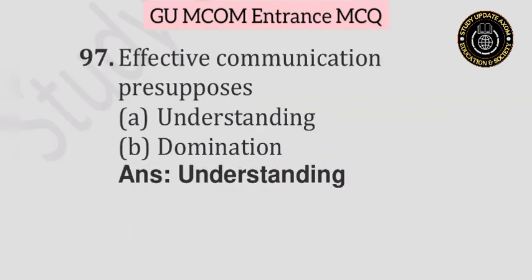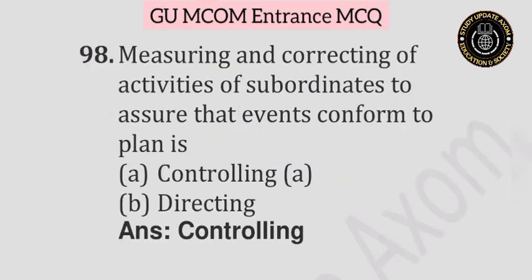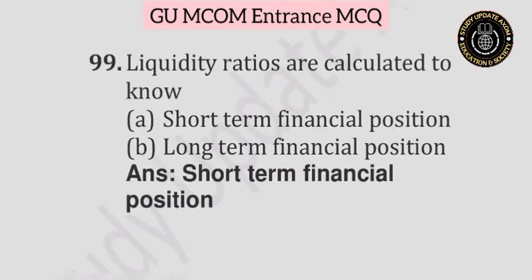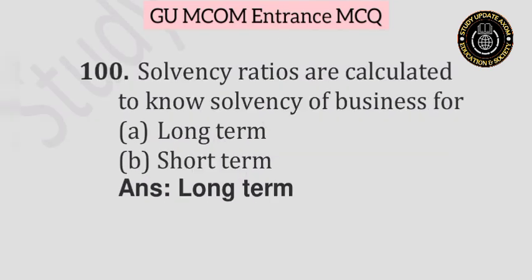Question number 97. Effective communication presupposes option A, understanding, option B, domination. Answer is understanding. Question number 98. Measuring and correcting of activities of subordinates to assure that events conform to plan is option A, controlling, option B, directing. Answer is controlling. Question number 99. Liquidity ratios are calculated to know option A, short-term financial position, option B, long-term financial position. Answer is short-term financial position. Question number 100. Solvency ratios are calculated to know solvency of business for option A, long-term, option B, short-term.